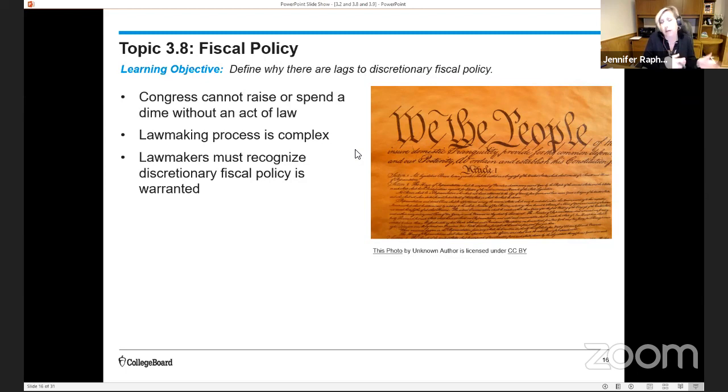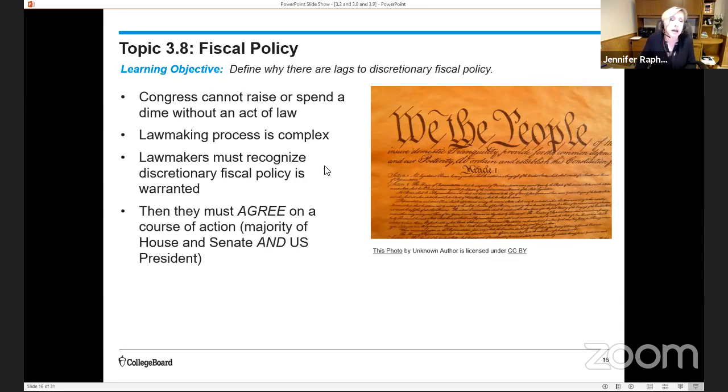So by the time, of course, the number of initial jobless claims comes out every week, but the monthly unemployment rate is published once a month. And so by the time Congress recognizes that an economic situation may warrant fiscal policy, some time has generally elapsed. And then, and this is the part that you're seeing playing out in the news right now, they have to agree on a course of action.